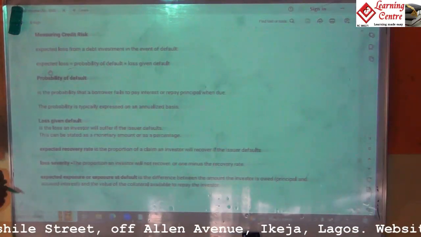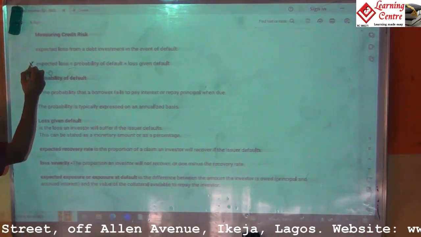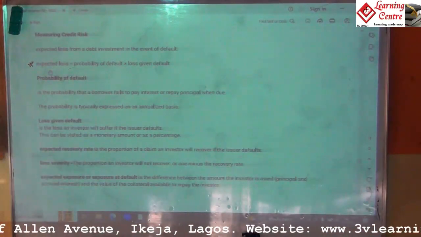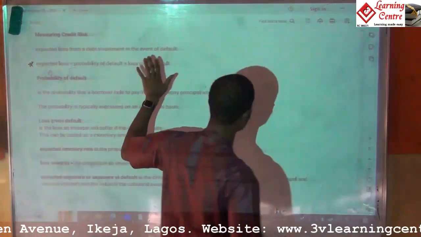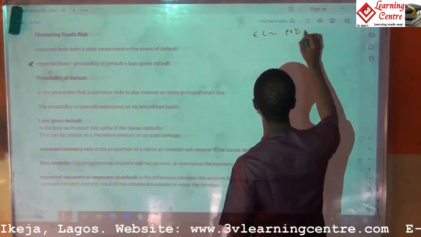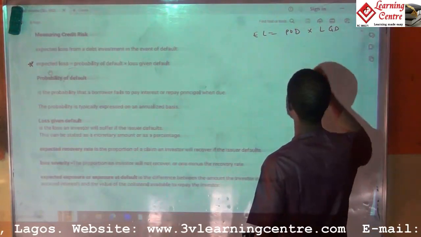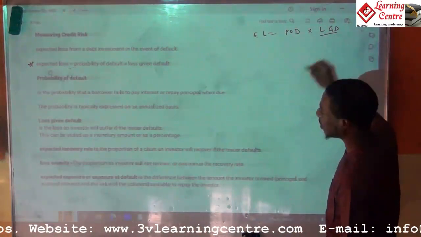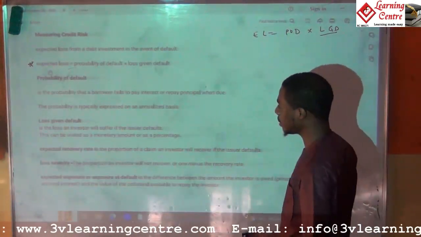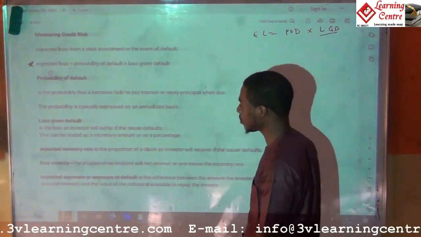Okay, very important. How do you measure credit risk? Expected loss is probability of default times loss given default. This one is extremely important. Expected loss is PD times LGD. Loss given default. Probability of default is the probability of default.